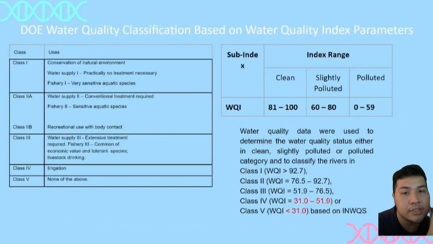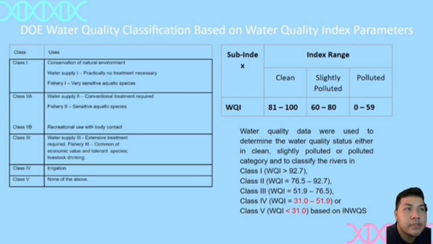DOE Water Quality Classification based on Water Quality Index parameter. So here are the classes that I told before. Class 1 is conservation of natural environment. Water supply 1, practically no treatment necessary. Fishery 1, very sensitive aquatic species. Class 2A, water supply 2, conventional treatment required. Fishery 2, sensitive aquatic species. Class 2B, recreational use with body contact. Class 3, water supply 3, intensive treatment required. Fishery 3, common of economic value and tolerant species, livestock drinking. Class 4, irrigation. And class 5, none of the above.